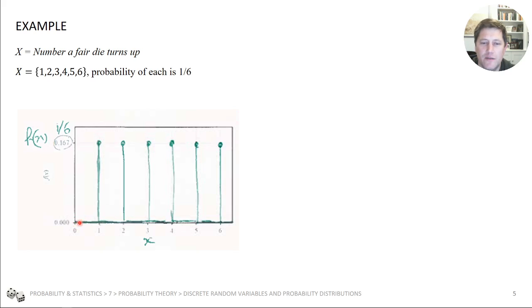The probability of x being 0 is 0, and it continues being 0 until we get to 1. Now our outcome can be 1, and so at that point it darts up and the probability is 1/6. But then it goes back down to 0 until we get to 2, and yes, our outcome can be equal to 2. So when x equals 2, again it darts up to our value 1/6, and then it goes back down. So this shows a probability distribution for a discrete random variable, and they're characterized by having these spikes up and down.